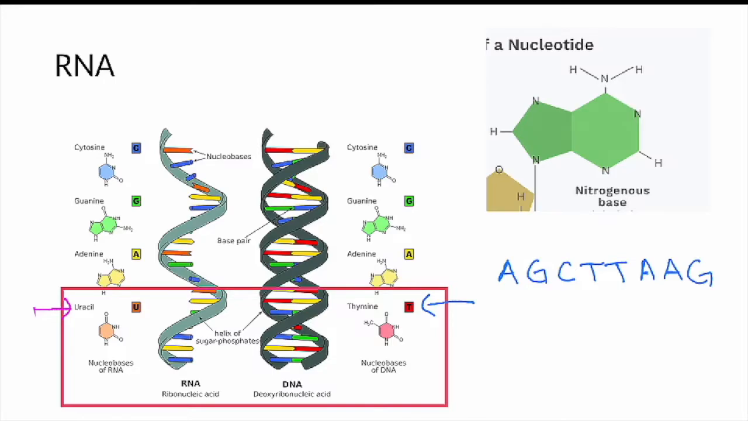Something that sometimes helps, depending on the way your brain works, is to first figure out what the complementary DNA strand would be. So adenine always base pairs with thymine, guanine always base pairs with cytosine, cytosine always base pairs with guanine, thymine with adenine, adenine with thymine, adenine with thymine, and guanine with cytosine. So now we've figured out what the two strands of DNA would look like.